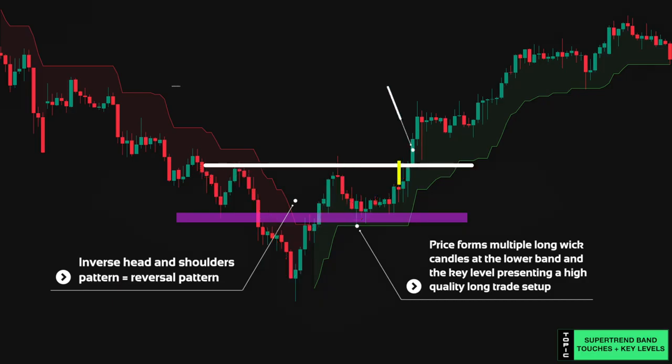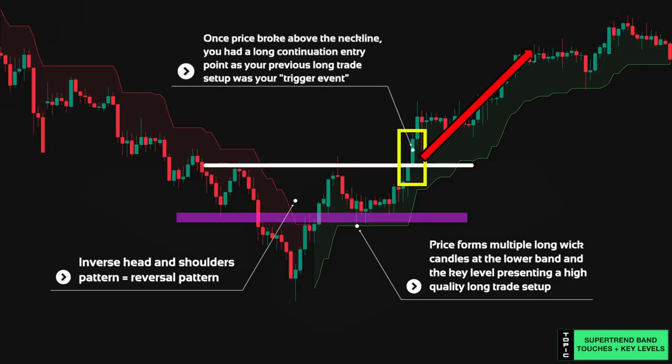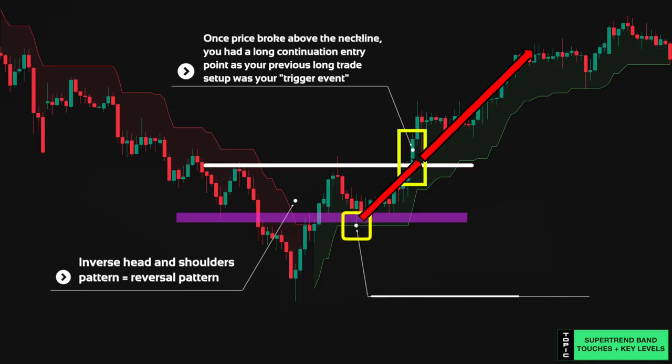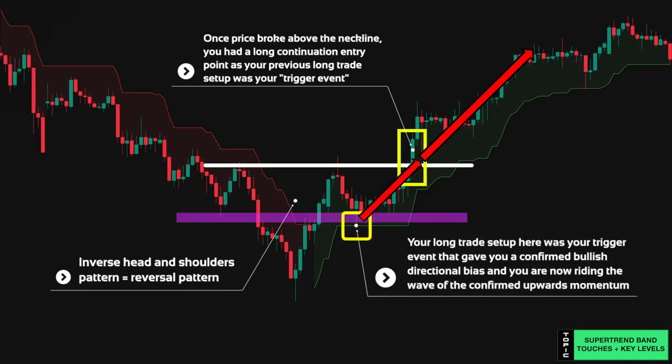Neckline here, and once price broke above the neckline, long continuation entry point, as your trade setup here was your trigger event that gave you a confirmed bullish directional bias, and you are now riding the wave of the confirmed upwards momentum. Let's show one more.